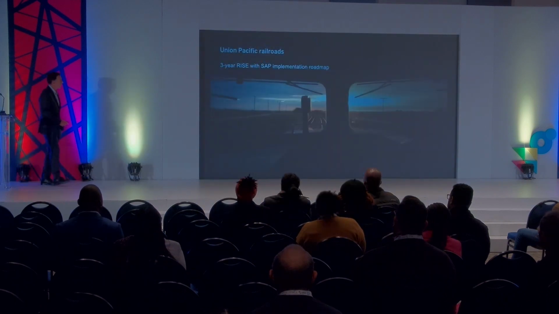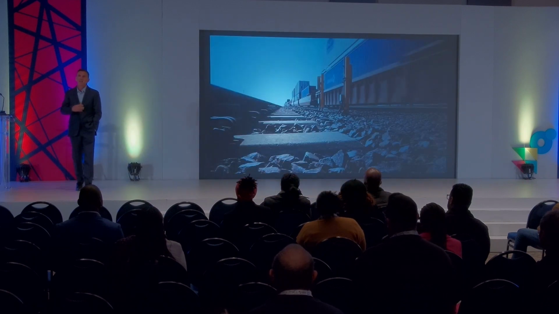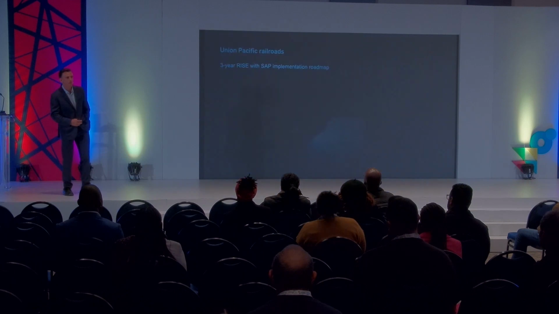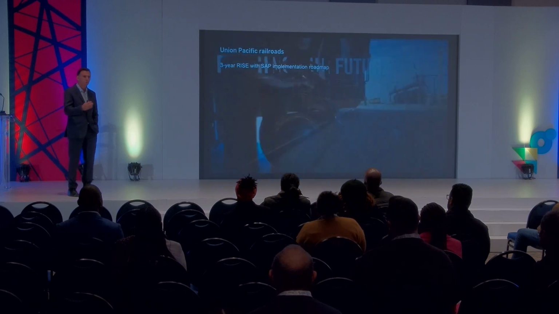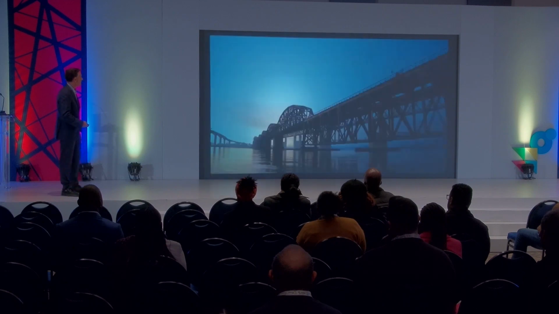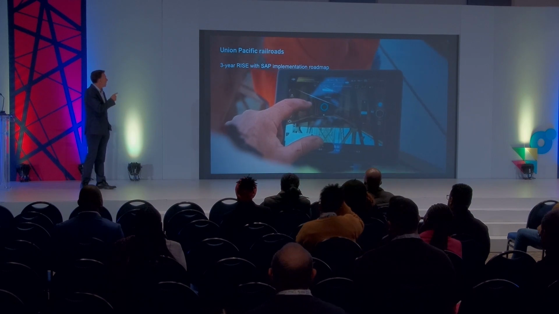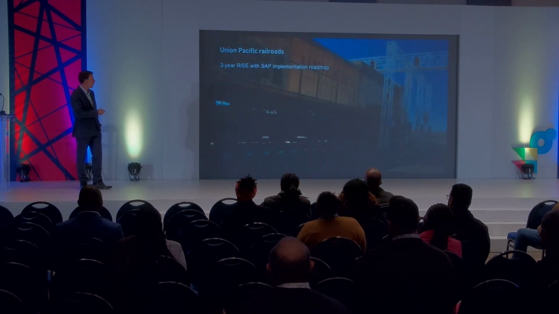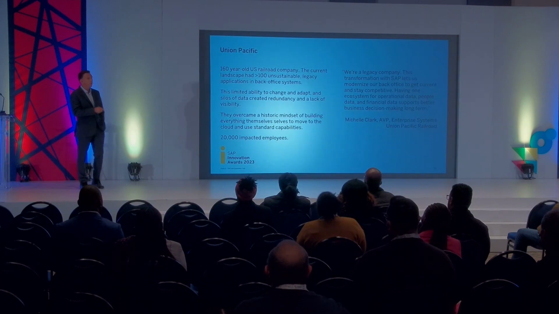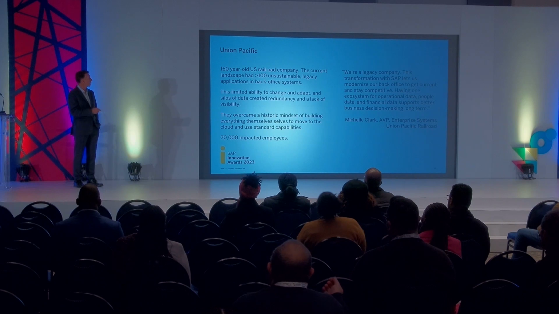Union Pacific Railroads, their American railroads are not like European railroads. They've been a long time, very complex system, very old stock. They've been struggling to modernize. This has been a really interesting project that I followed for the last few years. They have a 3-year RISE with SAP implementation roadmap, and they have an incredibly complex landscape. So over 100 unsustainable legacy applications.